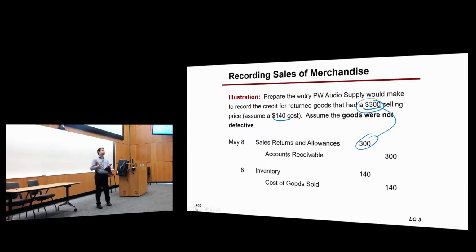So when you record a return, you make two journal entries. The first one, you debit the contra revenue account, in this case sales returns and allowances, and you credit cash or accounts receivable. And then you also recognize the inventory change. It has increased because you received those products back. So it's debited 140, and your expense, cost of goods sold, has decreased. So you credited 140.